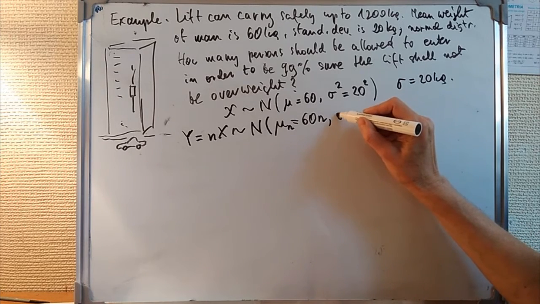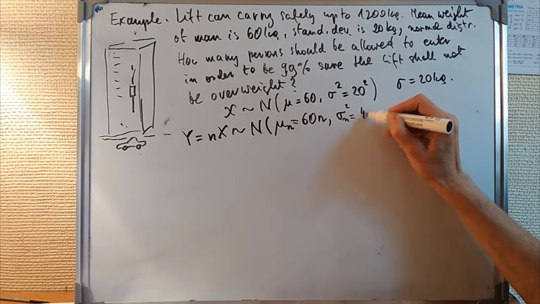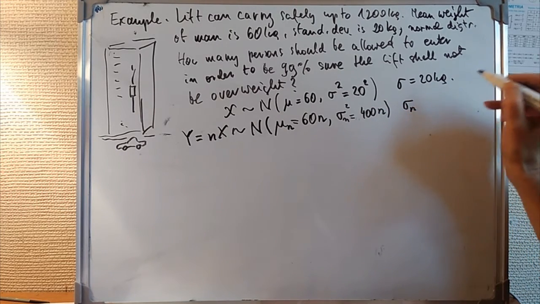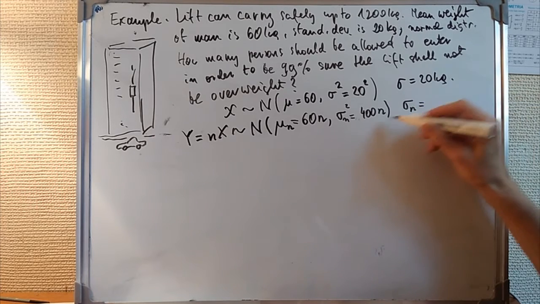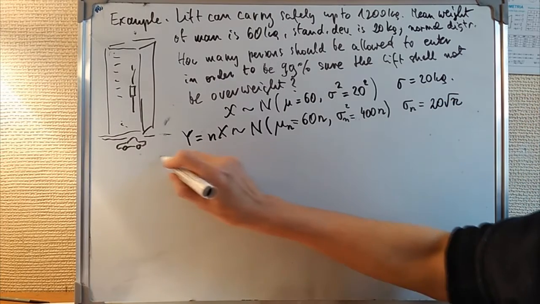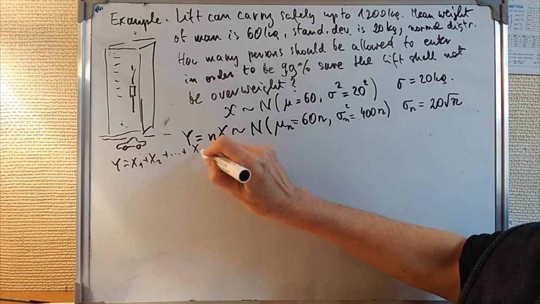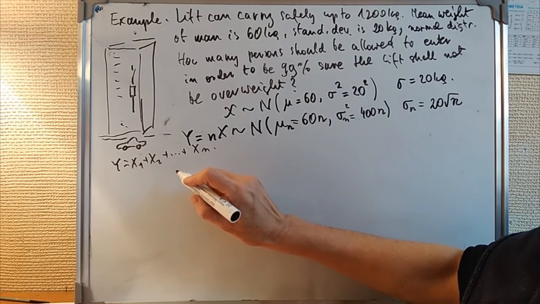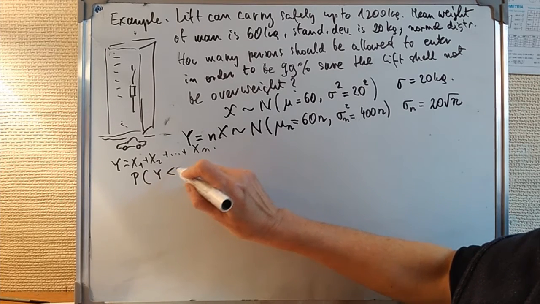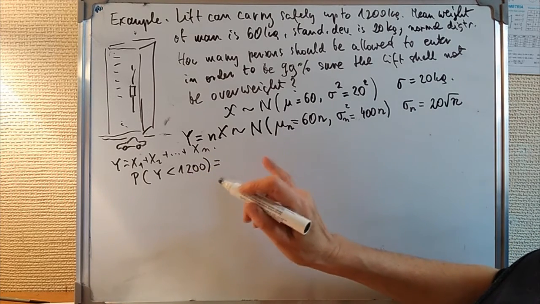Okay, and variance will be summed up. So variance, sigma squared, will be 400n. And the standard deviation of this group of n people will be the square root of this. So this is 20 square root of n. Y is, well, let me write this down, X1 plus X2 plus Xn. Okay, so what do we want? We want the probability that Y is less than 1,200 to be 0.99 or less.